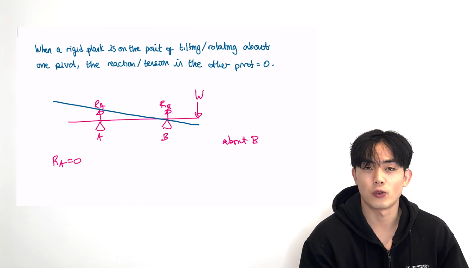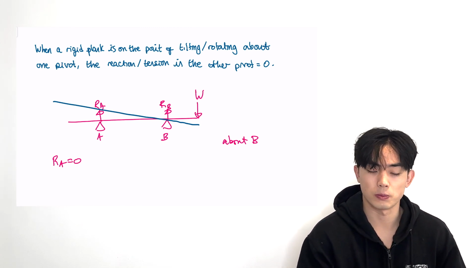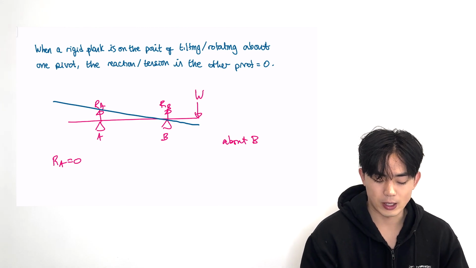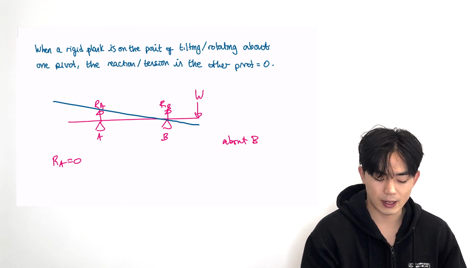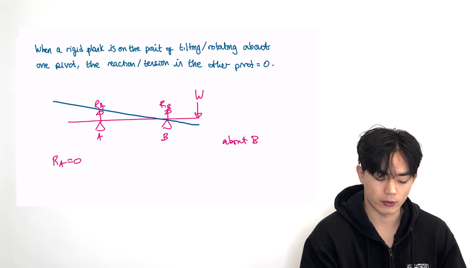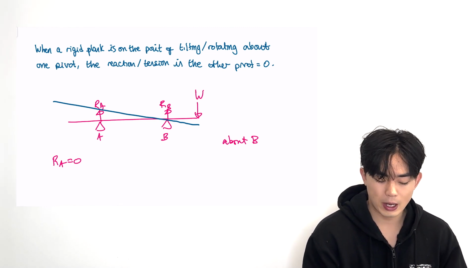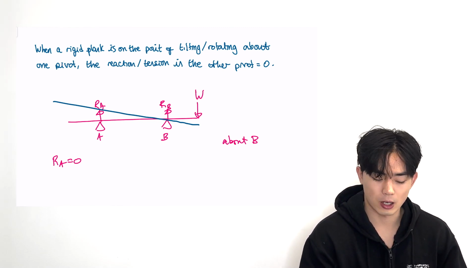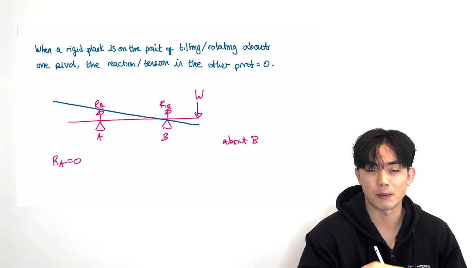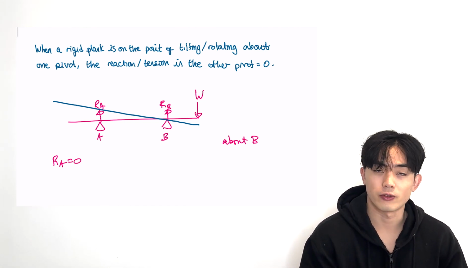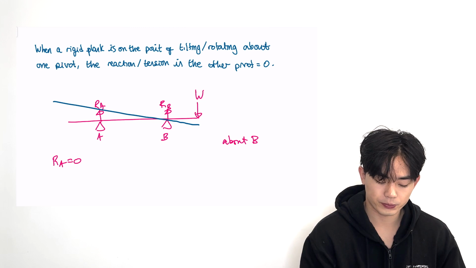Which means reaction forces only occur when there's contact between two things. And if it lifts up, then it's lifting up off the A pivot, and therefore there's going to be no reaction force at A. The way I've drawn it I've exaggerated a lot, but you just have to imagine that it's about to lift up, therefore the reaction force at A is going to be 0.